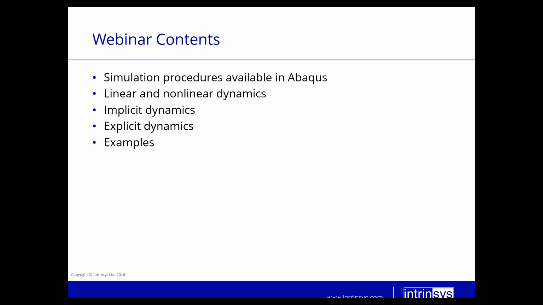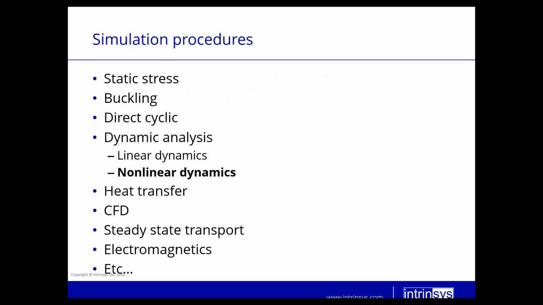So first of all, we're going to look at what simulation procedures we have in Abaqus, where and how dynamic simulation ties into that. Then we look at linear and nonlinear dynamics. We see what's the difference between implicit and explicit dynamics. And at the end, we are going to look at some examples of what sort of nonlinear analysis you can do using Abaqus.